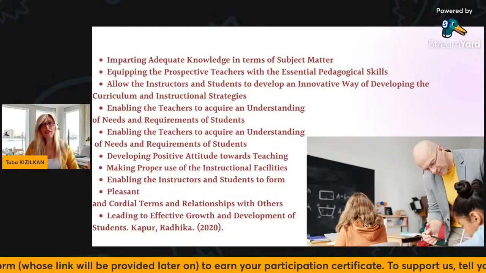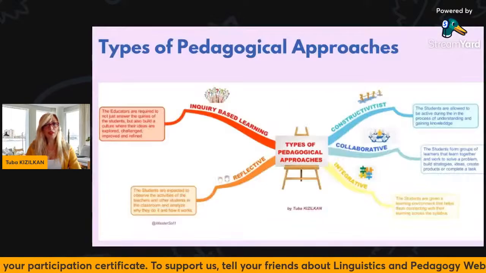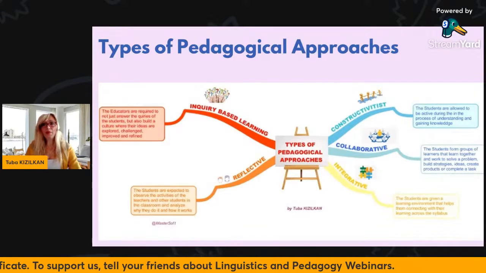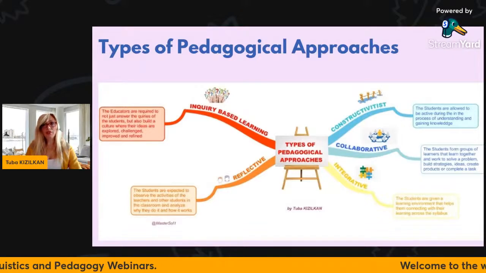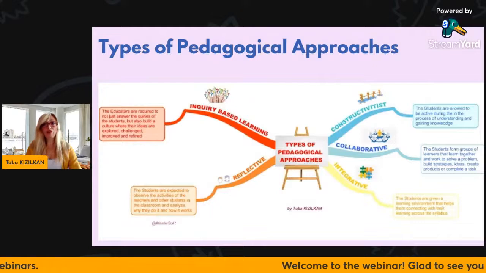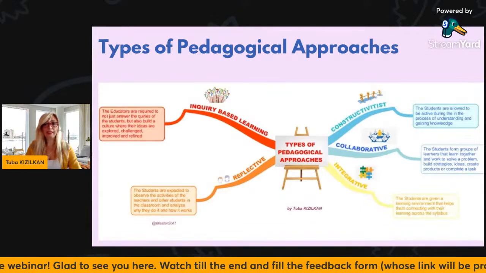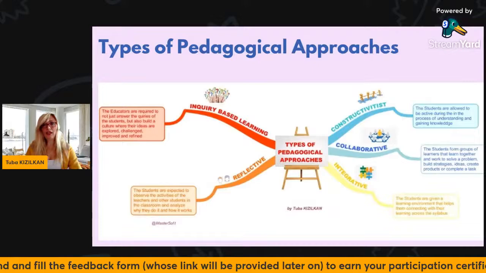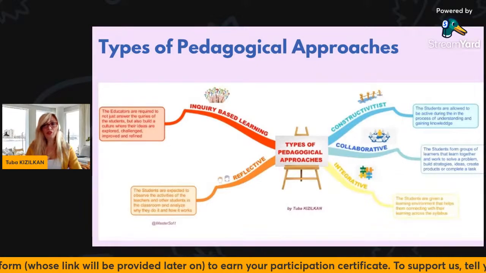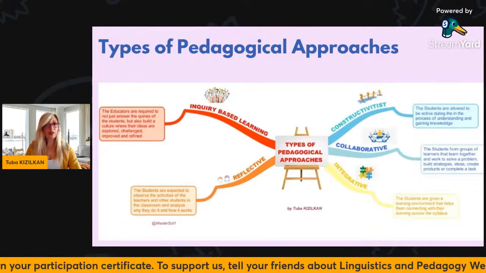So we can summarize the aims of pedagogy with these points. And this is a mind map, and I'm also a mind mapper, a mind map instructor. I've been researching neurolinguistics and neurobiology of learning, and I'm also a speed reading and memory techniques instructor, as well as a mind mapping instructor. So I wanted to introduce you to a mind map, which helps a lot in teaching students, no matter what age they are.